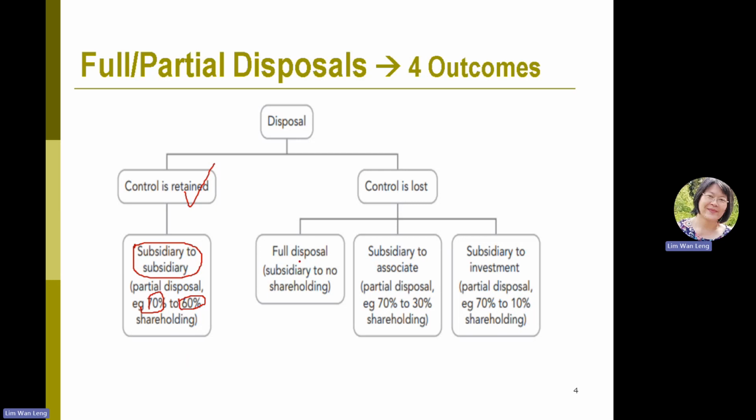This one is a full disposal. So which means that from a sub to become 0. So this one, it crosses the 50% boundary, so you be careful. Subsidiary to associate, you also cross the 50% boundary. Okay, all these are basically you cross the 50% boundary. So originally a subsidiary, after the disposal, you become an associate. Originally a subsidiary, after the disposal, you become just a pure investment, holding 10% interest in the investee company.